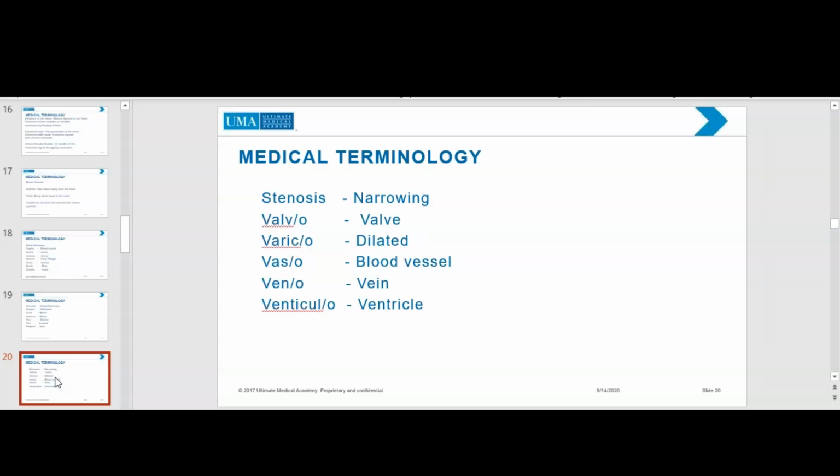Stenosis is narrowing. Valvo is valve. Ventriculo is ventricle. Vaso is blood vessel. Veno equals vein.